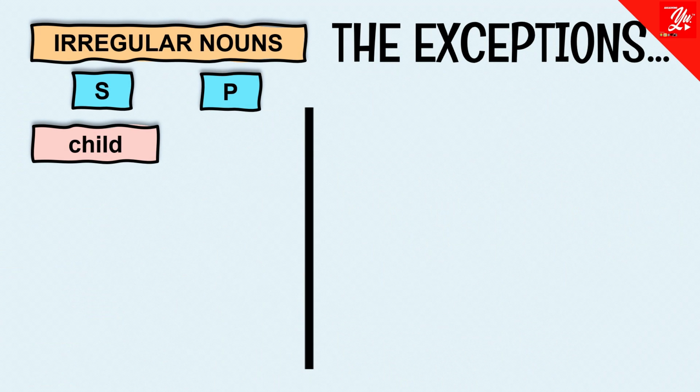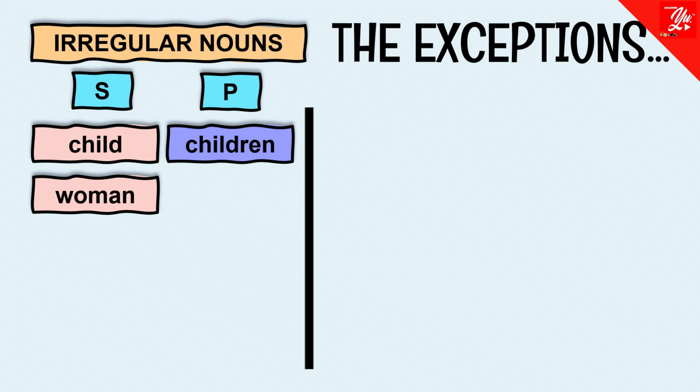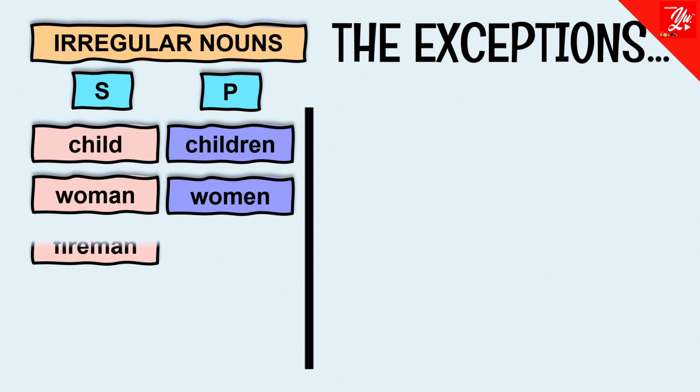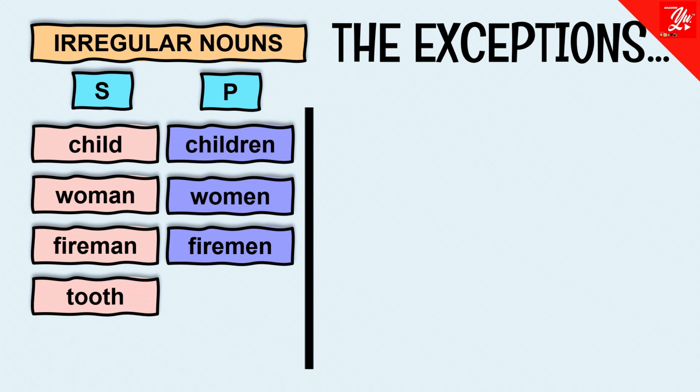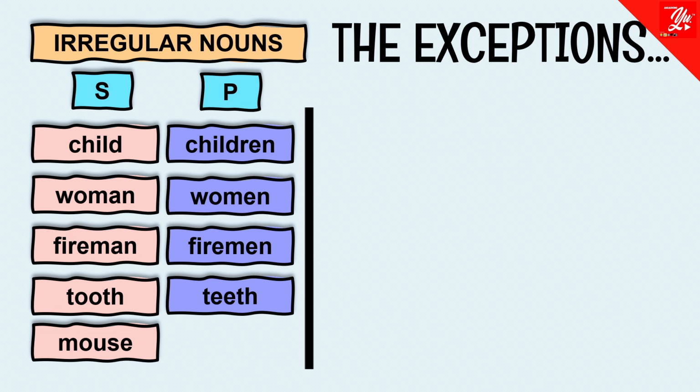So the first one is, the singular form is child and the plural form is children. The next one is woman, and its plural form is women. Fireman, the plural form for fireman is firemen. And then tooth, singular is tooth, only one gigi, but the plural is teeth. You don't add S, you change the spelling. And the last example is mouse. One mouse, but when it is more than one, it becomes mice.